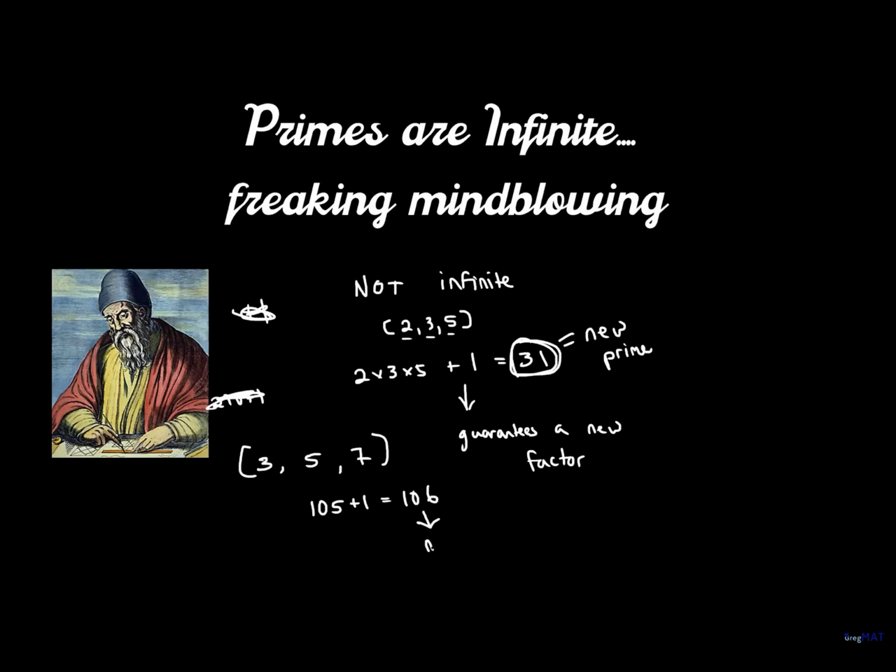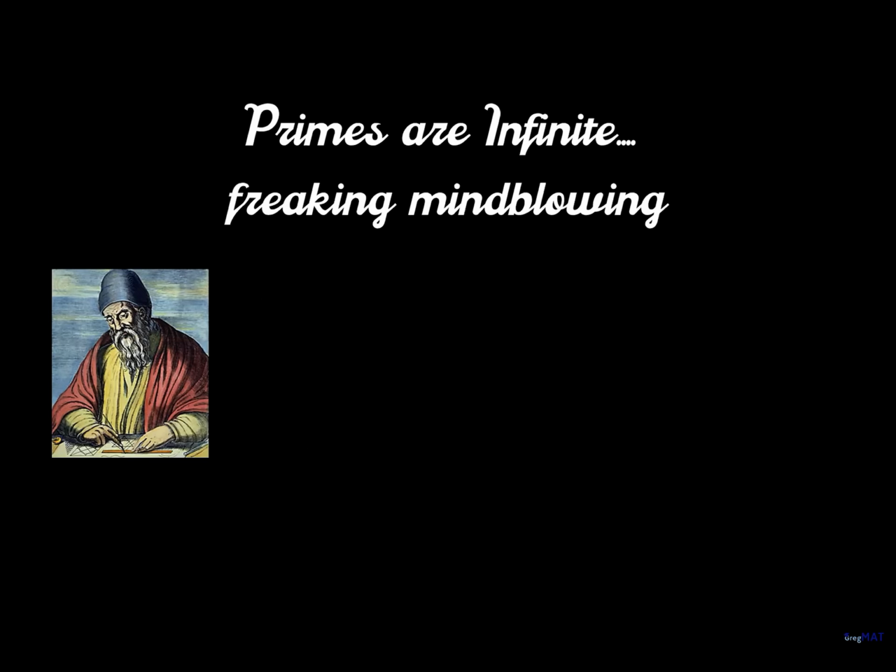Inside here is a new prime number. This always works. Do you know what 106 equals? It equals 2 times 53. 53, everybody, is a prime number. Isn't this amazing? I don't know if you guys find this as interesting as I do. It's like freaking crazy. So Euclid 2,000 years ago, just by this little mental exercise, illustrated to the world that the primes go on forever.